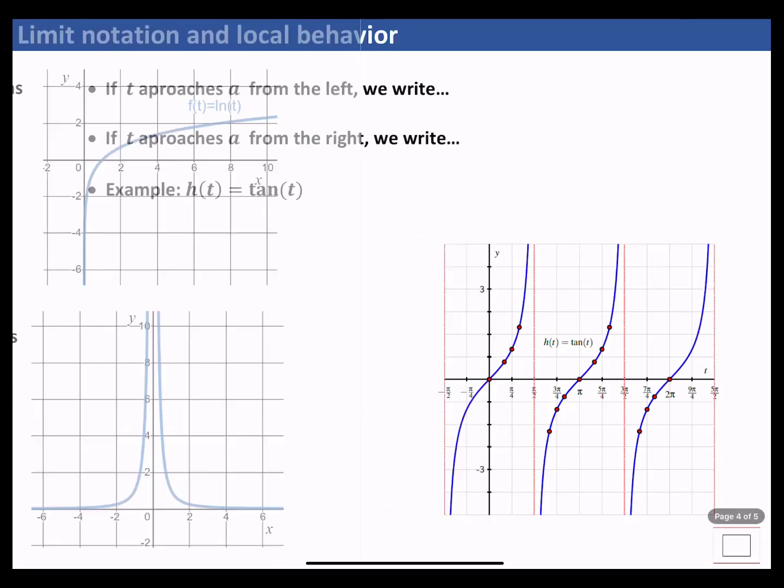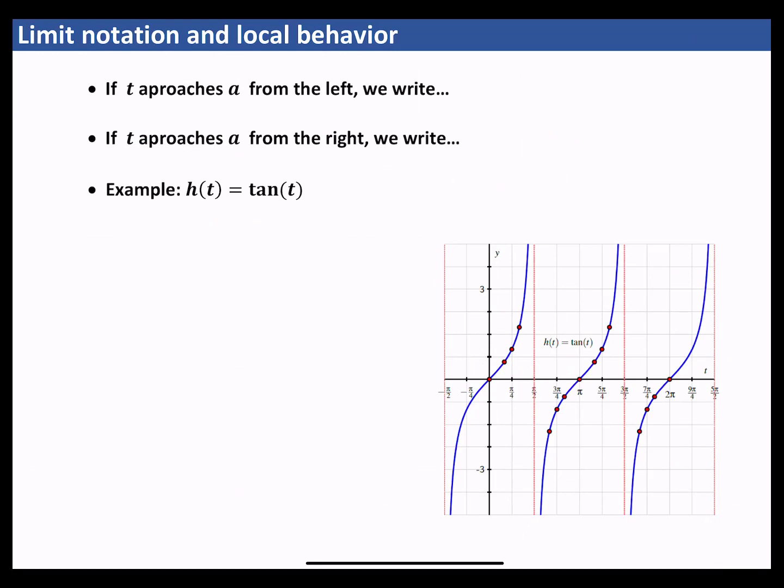Sometimes the outputs of a function increase on one side of an input value and decrease on the other side of the input value. In that case, we need a special notation. So, if t approaches a from the left, we write the limit of f of t as t approaches a, and we use this little negative sign in the exponent. And if t approaches a from the right, then we write the limit of f of t as t approaches a, and we use this plus sign in the exponent.